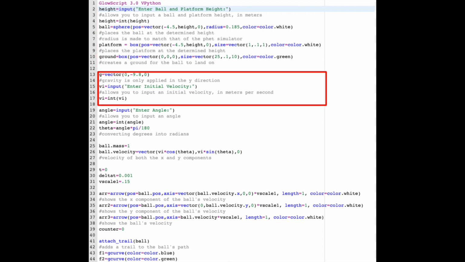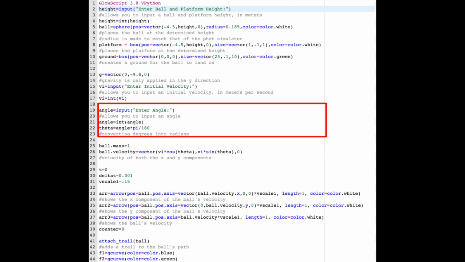This next line makes gravity a vector and applies it only in the y direction. The lines following this make it so the user can input a value for the initial velocity in meters per second. These lines focus on the angle of the projectile. It makes it so the user can input the angle in degrees and then converts that degrees into radians.